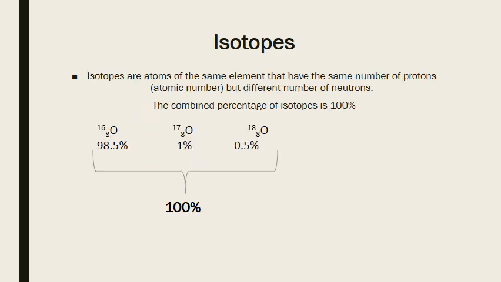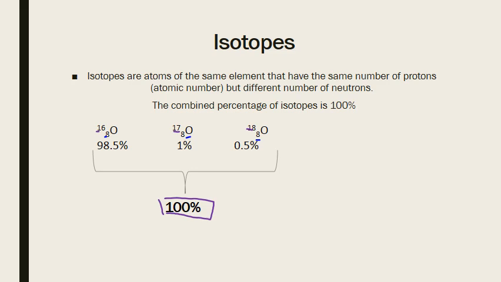We then looked at isotopes, and remember we said isotopes are atoms of the same element that have the same number of protons. They have the same number of protons, but different number of neutrons or different mass numbers. Here we can see the different mass numbers. Remember, we said that the combined percentage of isotopes is 100%, so 98.5% plus 1% is 99.5%, plus 0.5% is 100%.